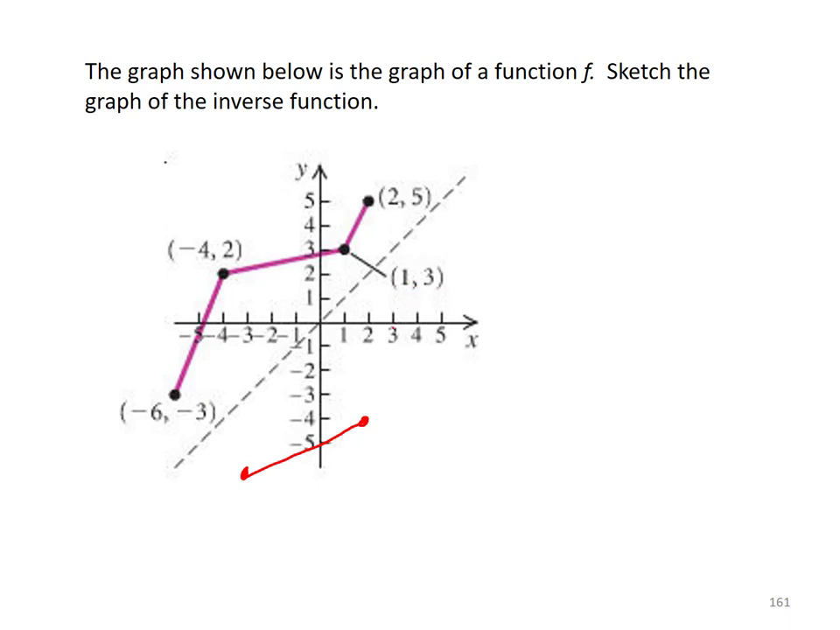The point 1, 3 becomes the point 3, 1. And then I'll connect those with a line segment. And the point 2, 5 becomes 5, 2. Again, connecting those with a line segment. And so we have a reflection across the line y equals x.